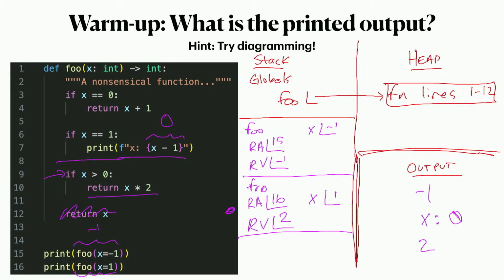Why is the return value not x colon 0? Good question. So let me back up just a minute here, and we're going to go back to the point of this print statement. All right.